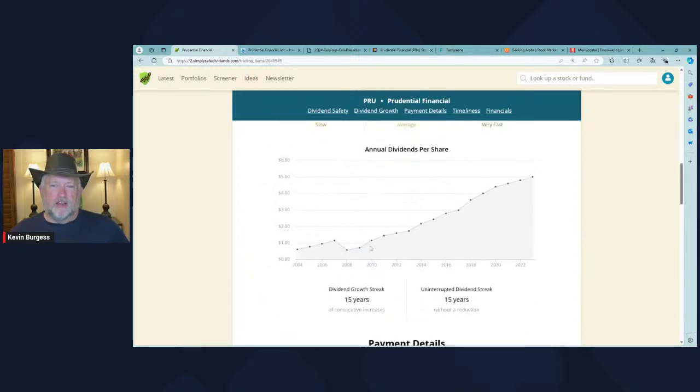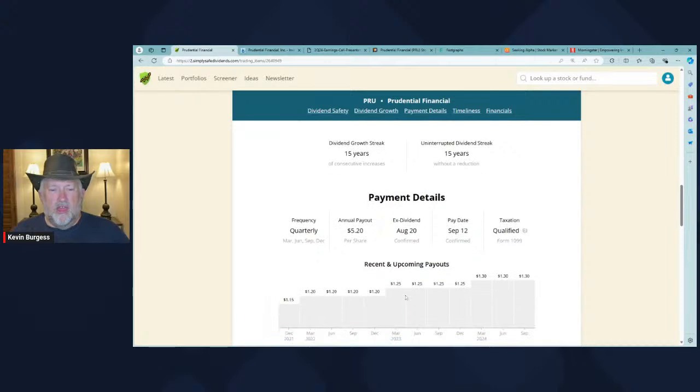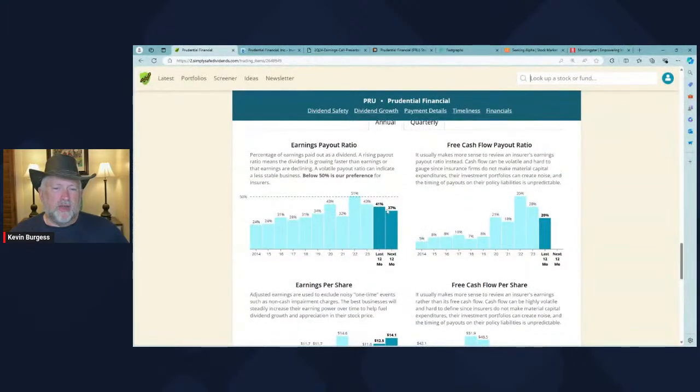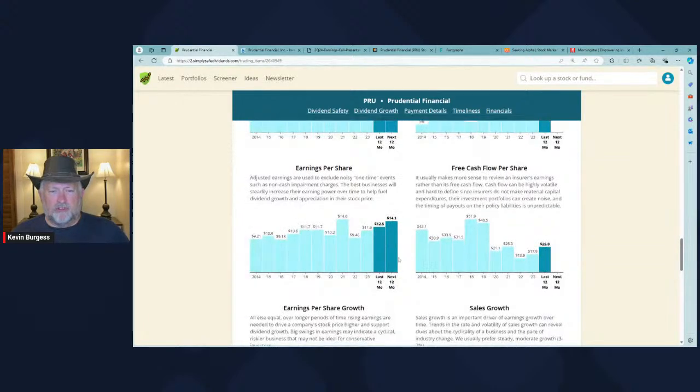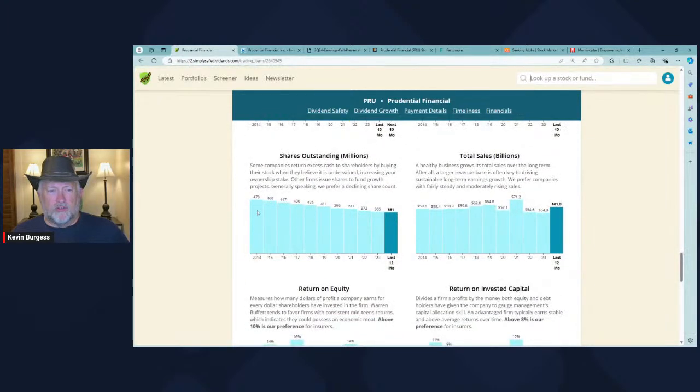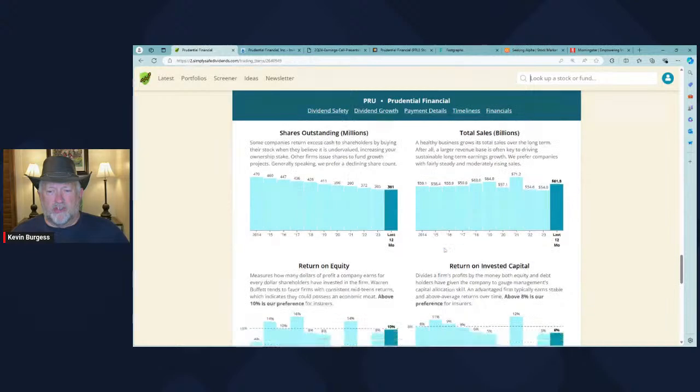Then I go down and look at their payout. I look at their annual dividends. They're up and to the right. They've done a really nice job over the last 15 years of uninterrupted dividend growth. Then I go down and look at some of the metrics. Their earnings payout ratio actually looks pretty good. In 22, it had hit 51%, which is pretty close, but now for the next 12 months they're looking at 37%. That's fantastic. Earnings per share is growing. And let's take a look at their shares. They've been buying back shares as well.